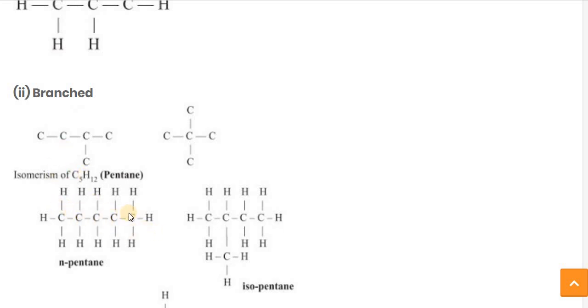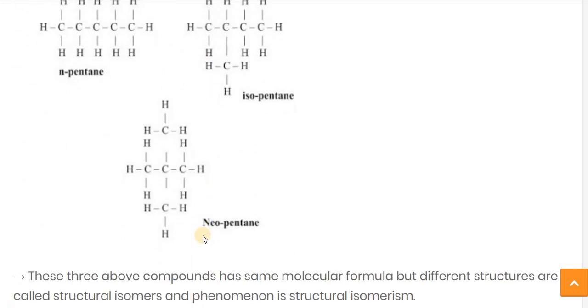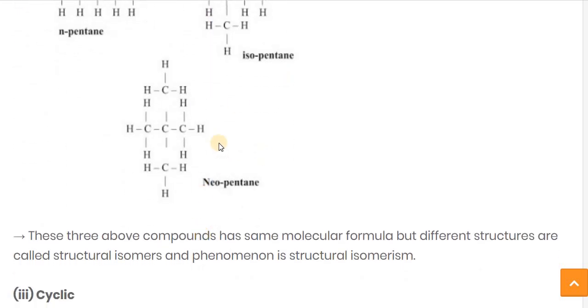But it is in a straight line. Here you can see the same formula C5H12 only, but the arrangement of the carbon atoms is different. The branched structure you can see here, so it is isopentane. And the third one is neopentane. Here also there are 5 carbons and 12 hydrogens, so it is called neopentane.